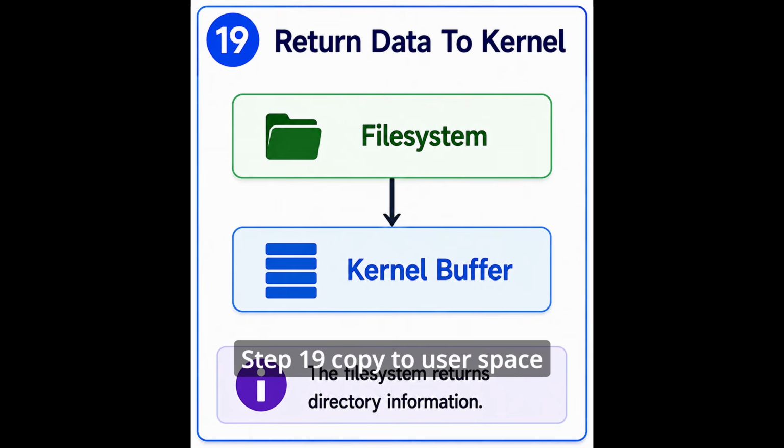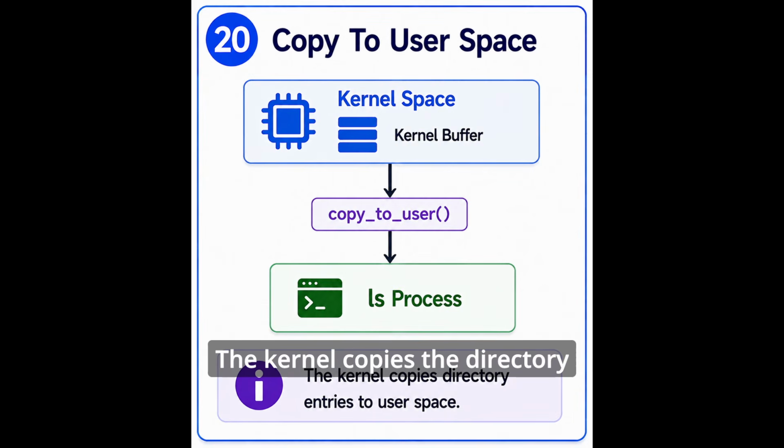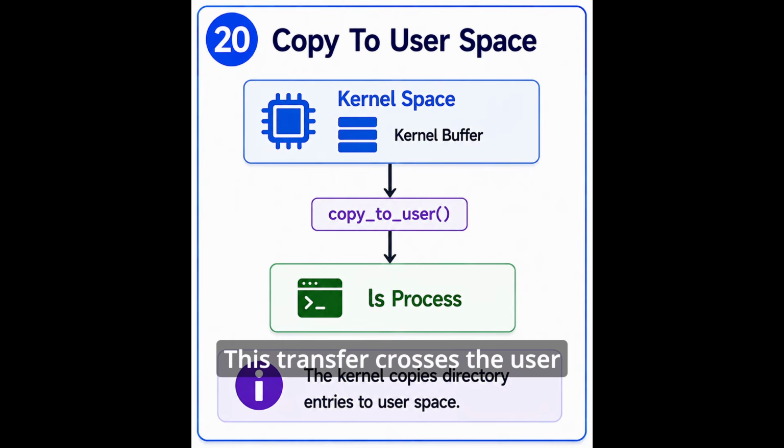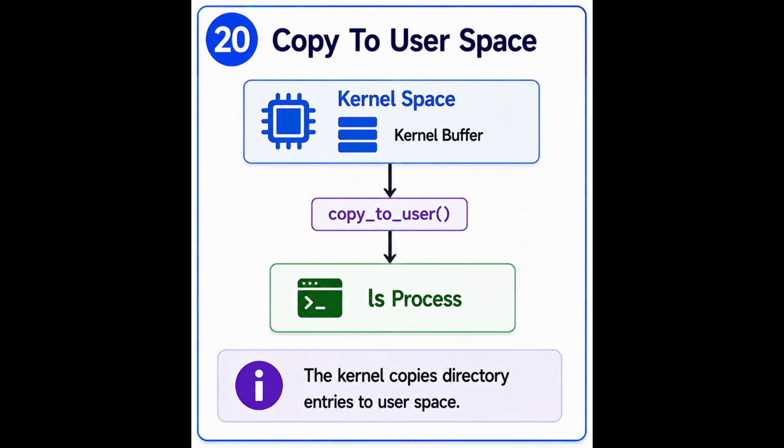Step 19. Copy to user space. The kernel copies the directory entries from kernel space into memory owned by the ls process. This transfer crosses the user space and kernel space boundary. The system call completes. Control returns to the ls process.